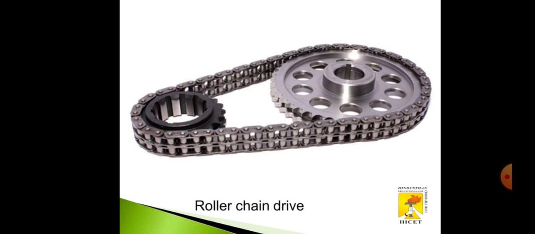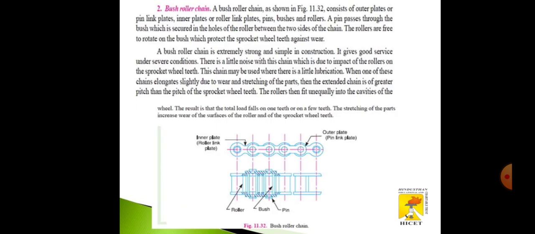This figure shows the roller chain drive. The next one is the bush roller chain. It consists of outer plates, inner plates, pins, bushes, and rollers. The rollers are free to rotate on the bush, which protects the sprocket wheel teeth against wear. A bush roller chain is extremely strong and simple in construction. It gives good service under severe conditions. It fits into the cavities of the wheel.